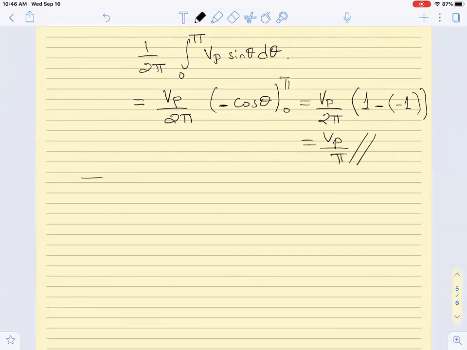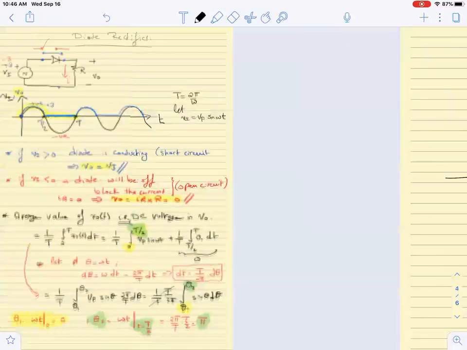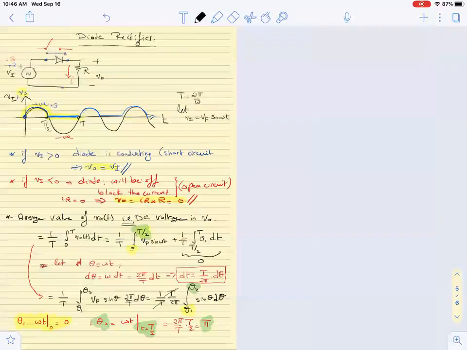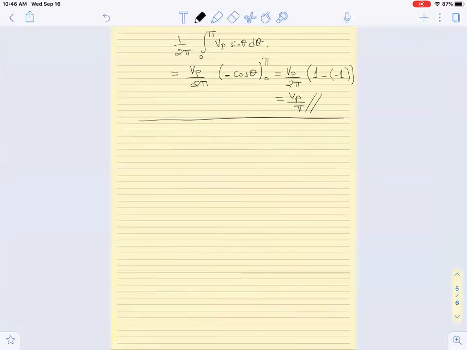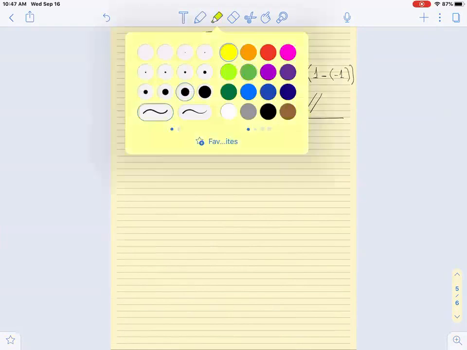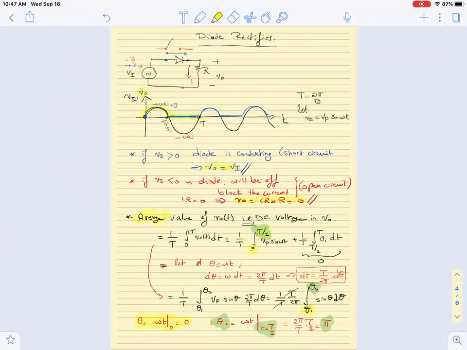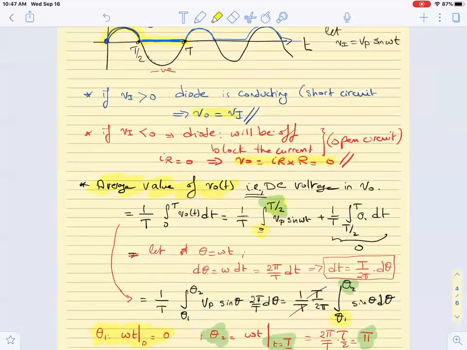So my signal has an average, which is equal to Vp over pi, and you can use this quantity from here on. So the rectified signal, which traces half of the sinusoid, has an average, the DC component, equal to Vp over pi, and this is important. This is the average value of VO when it rectifies only the positive part of the signal. Does anyone want us to repeat the integral, how we derived it?